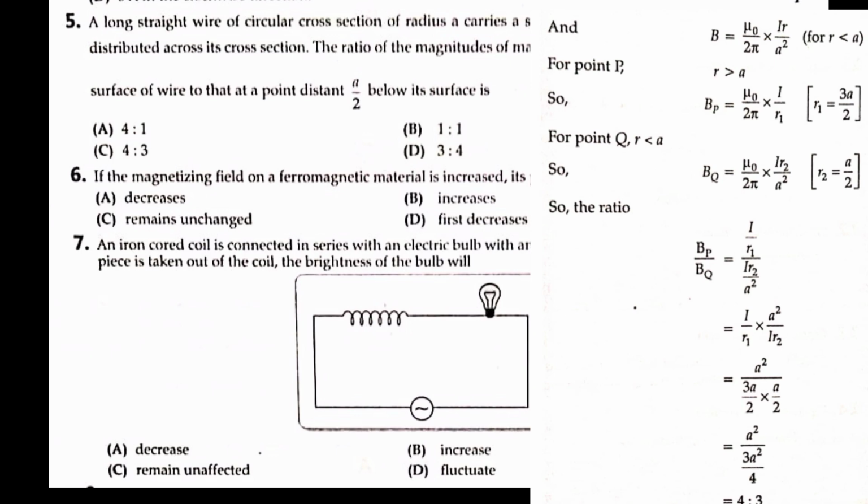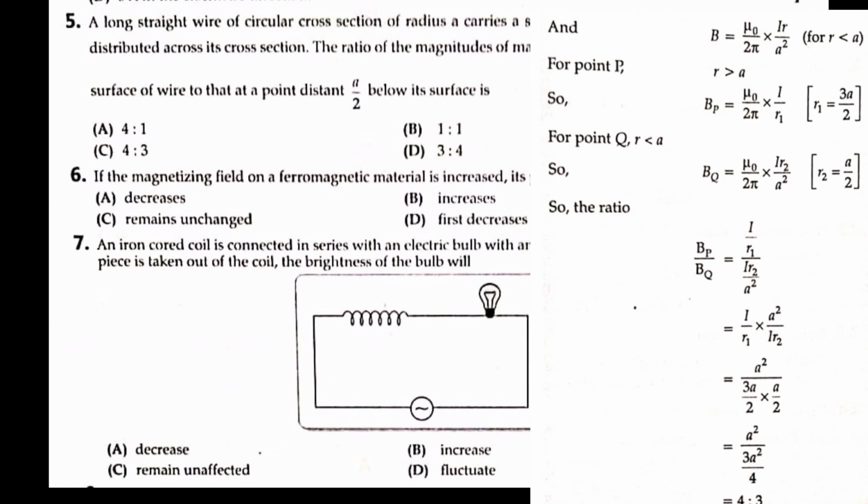And for the point P, what will be the distance R1? Here R is greater than A, so instead of R we can give it as R1. R1 will be equal to A by 2 plus A, so R1 will be equal to 3A by 2. So we can write BP is equal to mu 0 by 2 pi into I by R1. And what about point Q? Here R is less than A. So BQ will be equal to mu 0 by 2 pi into I R2 by A square. Here R2 is equal to A by 2 only. Now we can substitute that.